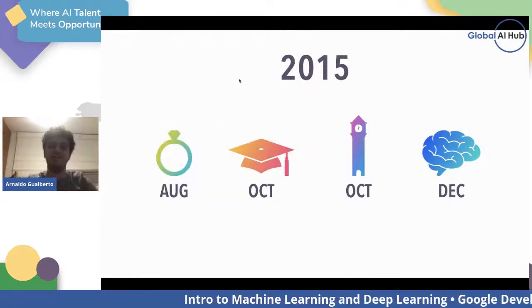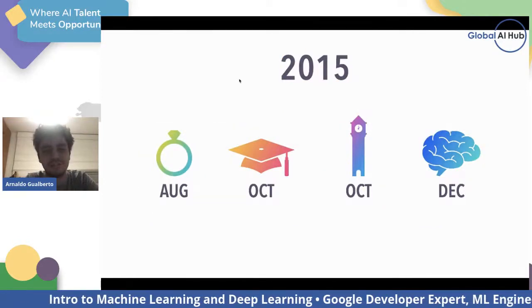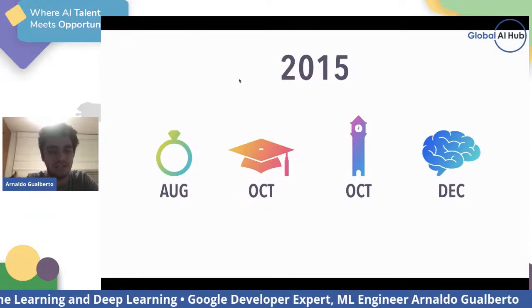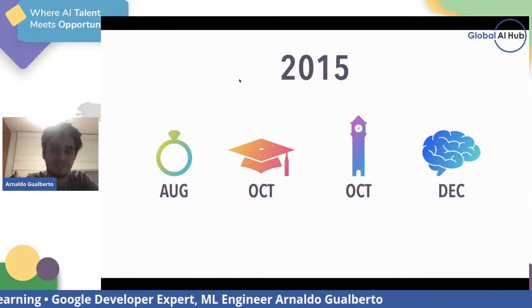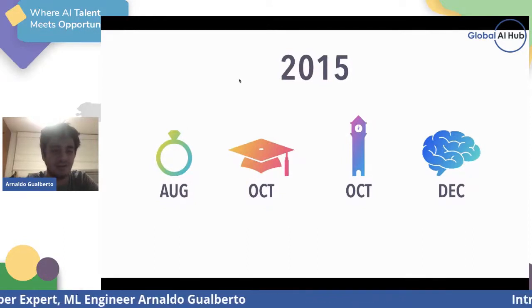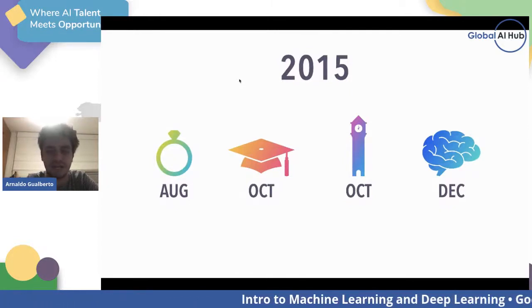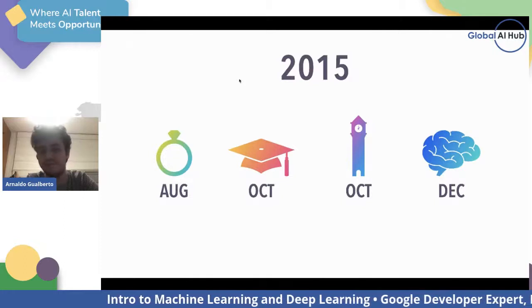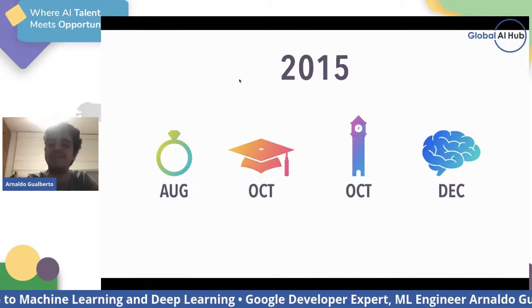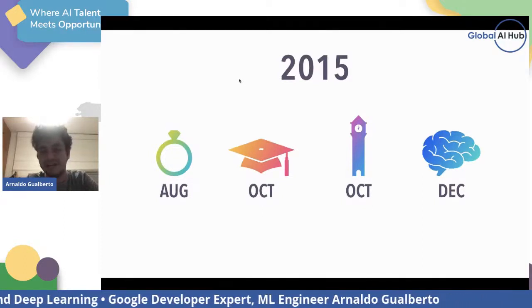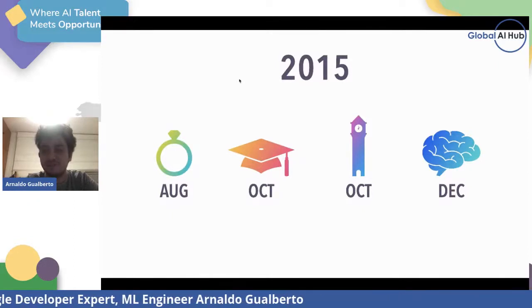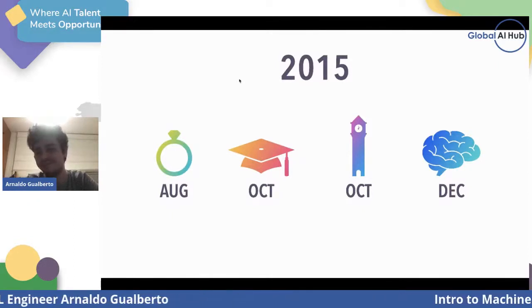My history with deep learning started in 2015. Actually, 2015 was a very crazy year for me. In August, I got married. In October, I finished my master's in science, and in October I went to London to start a PhD. And in December 2015 was my first contact with deep learning.